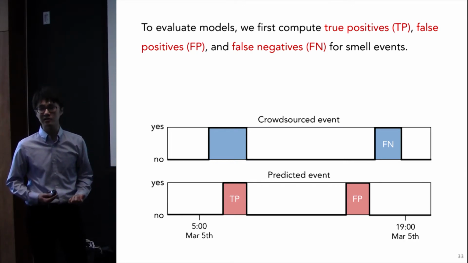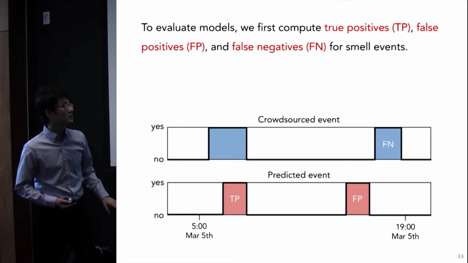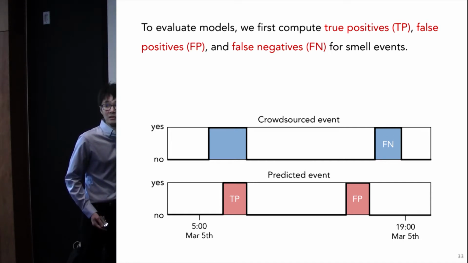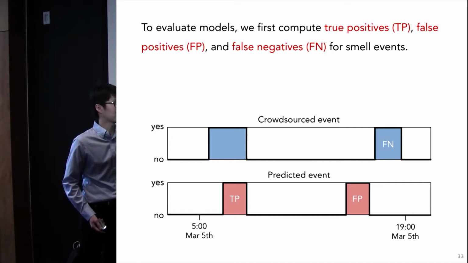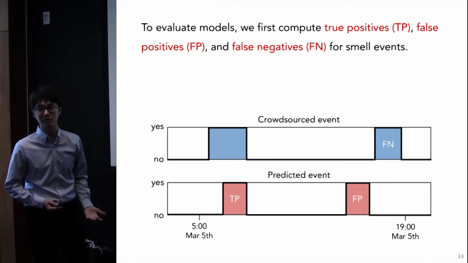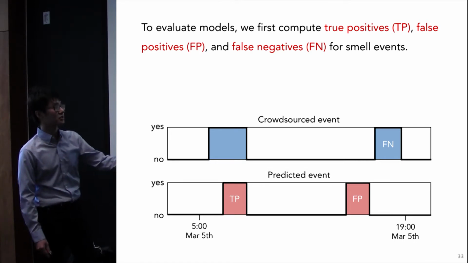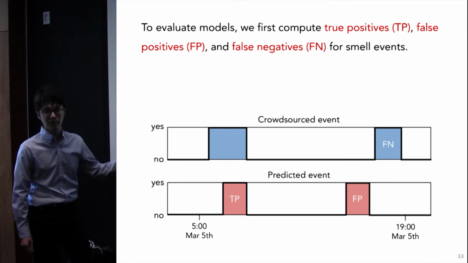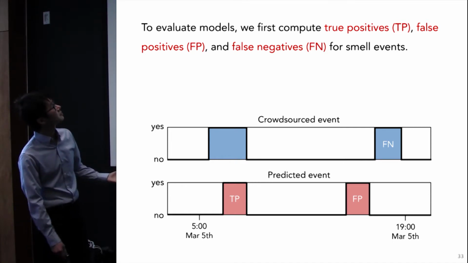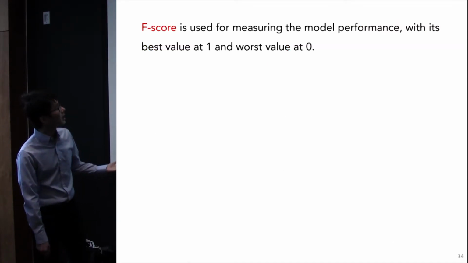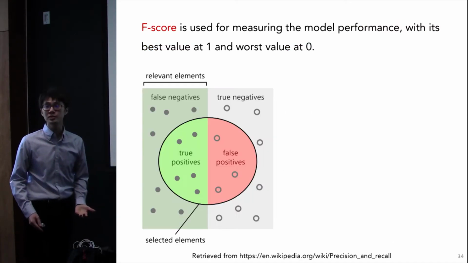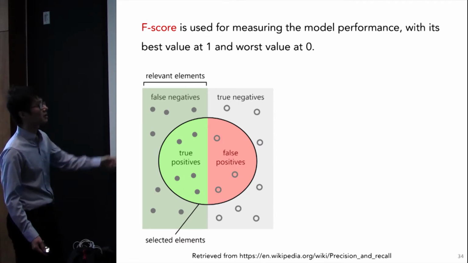Because when we say yes, and there's actually no. If we missed an event, then that's called a false negative, because we missed it, we didn't predict anything about it. So that's the metric that we are using first for computing the performance. After that, we compute something called precision and recall here.